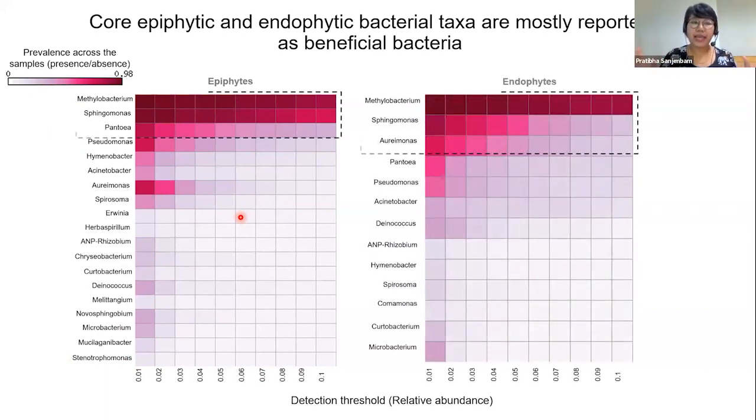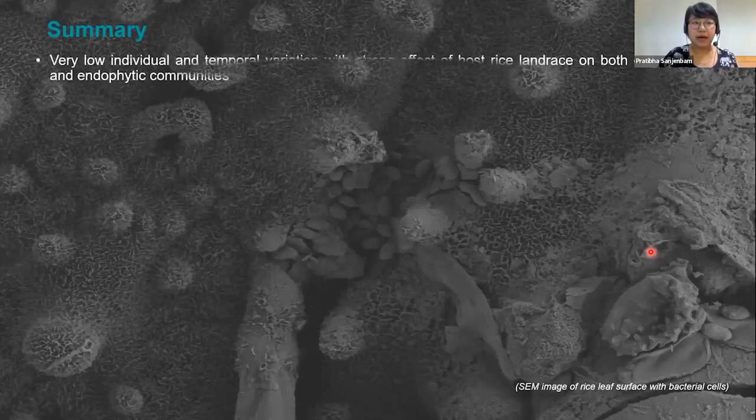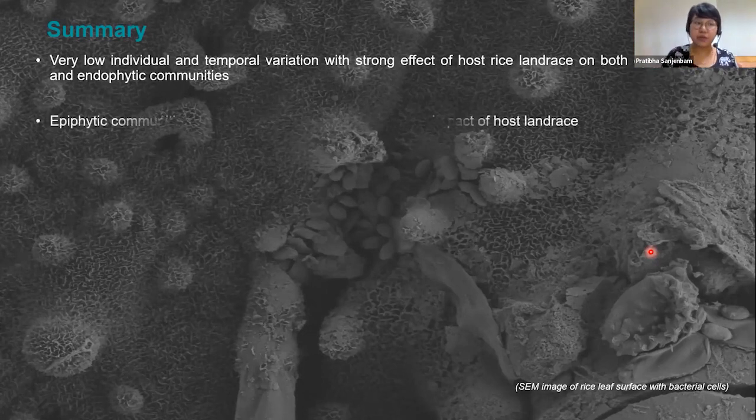However, to highlight, there are bacteria which can live both epiphytic as well as endophytic lifestyles, for example, Metallobacterium. There are specific genera like Pantoea, which loves an epiphytic lifestyle, and Aeromonas, which seems to love the endophytic lifestyle. To summarize, we see very low individual and temporal variation, with strong effect in border communities.